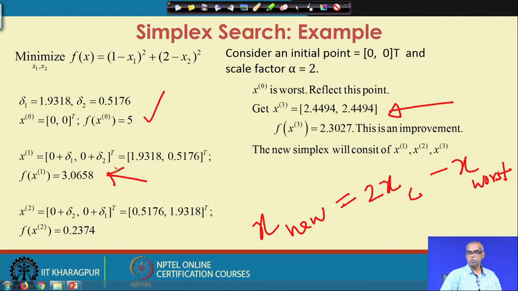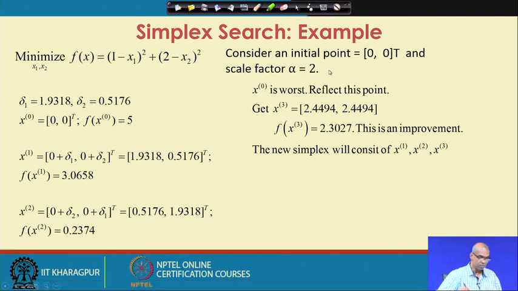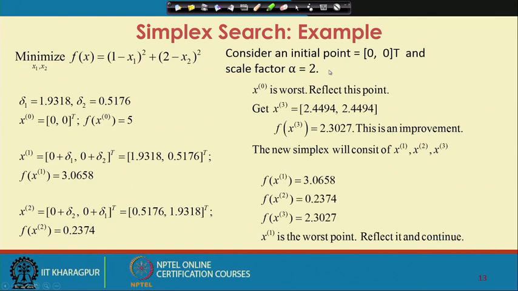So, the new simplex will consist of x 1, x 2 and x 3. The objective function values are listed and we see that x 1 is now the worst point. Note that only one objective function value has been determined, other two are known from the previous iteration. So, x 1 is the worst point. So, we need to reflect x 1 and we continue as shown.